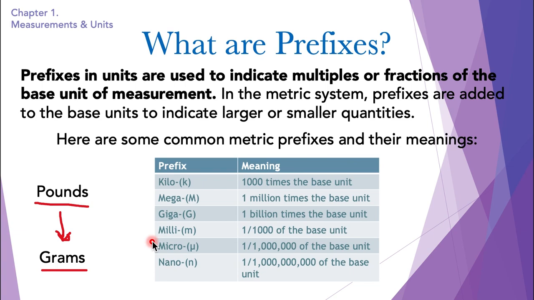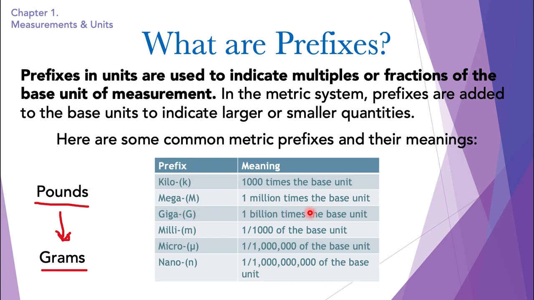If I say milligrams, I'm basically dividing a gram into 1000 parts, and that 1000th part is going to be a milligram. In the same way, we have micrometer, which means 1/1,000,000th of the base unit. In other words, if I divide a meter or any base unit into 1,000,000 parts, that one part would be called a micrometer. Nano means 1/1,000,000,000th of the base unit.